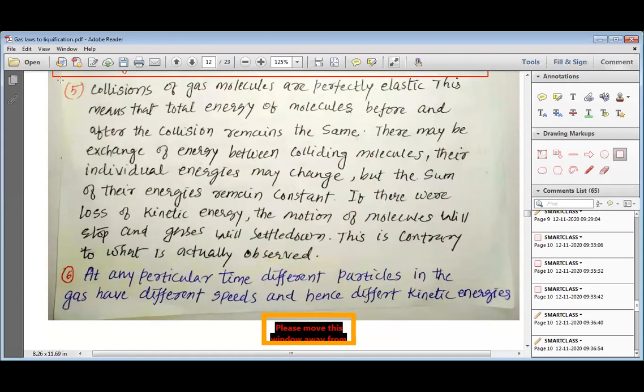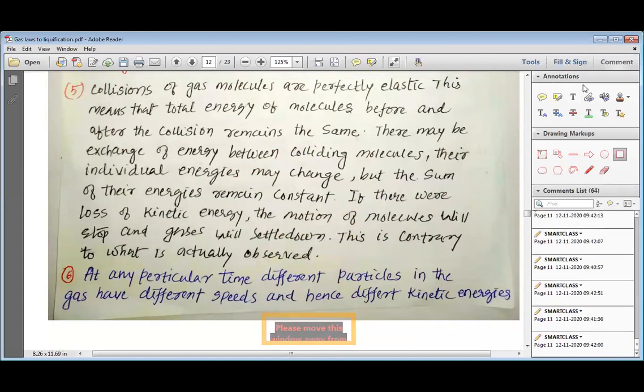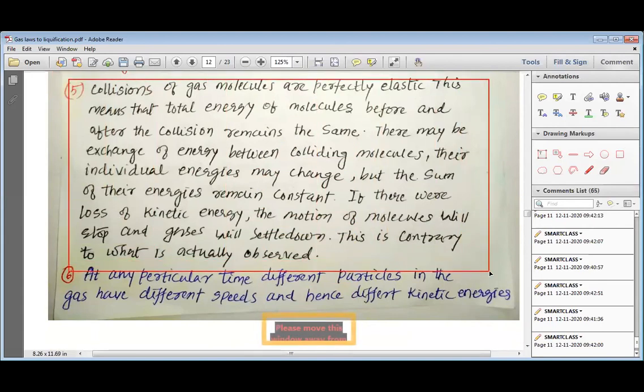The next postulate tells us about the collision of these gases. So let us study about the collision, my dear students. Let's look at the fifth postulate. The fifth postulate says about the collision of the gas particles. Collisions of gas molecules or gas particles are perfectly elastic. Elastic means on collision they are not broken.